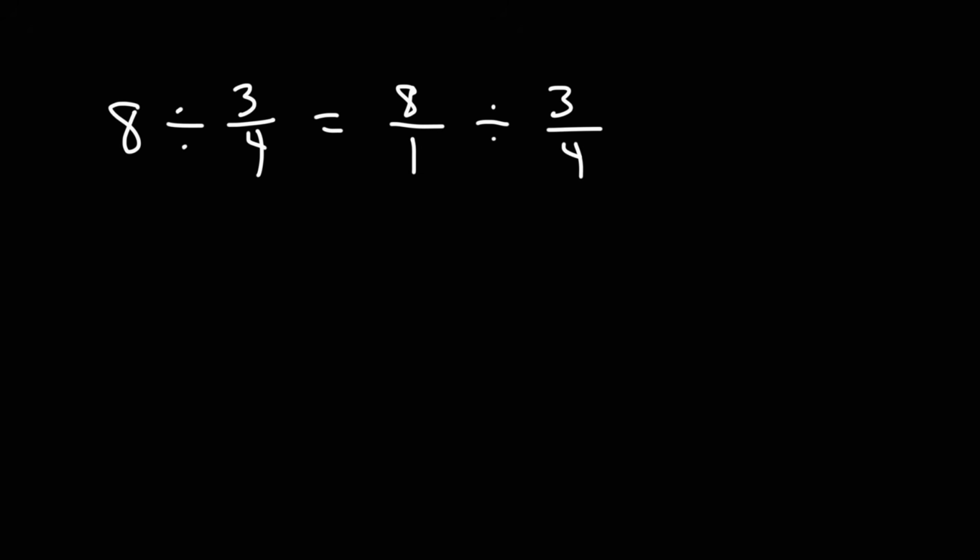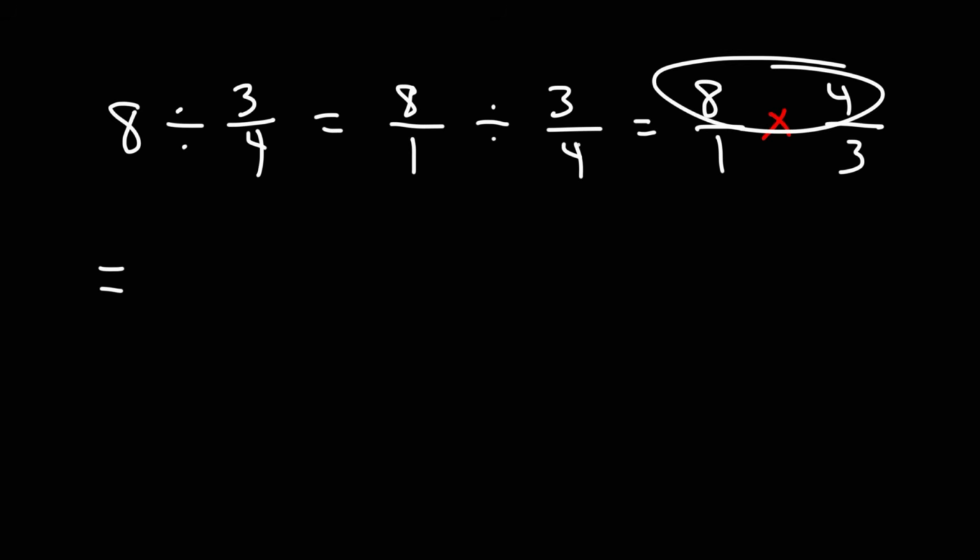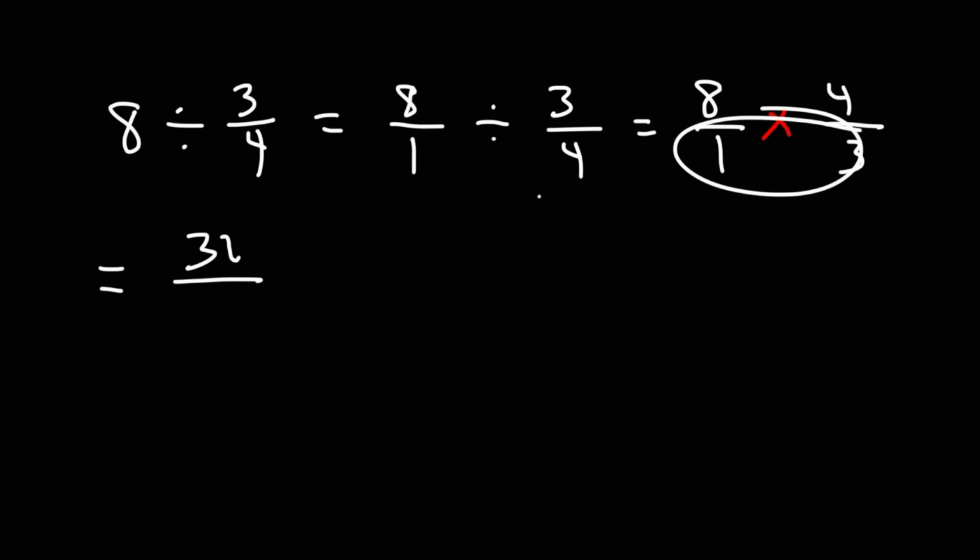And now we can evaluate this the way we've been doing it before, using keep, change, flip. So let's keep the first fraction the same. Let's change division to multiplication, and then we're going to flip the second fraction. So now we can multiply across. We have 8 times 4, which is 32, and on the bottom, 1 times 3, which is 3. So that's going to be the answer. It's 32 over 3.